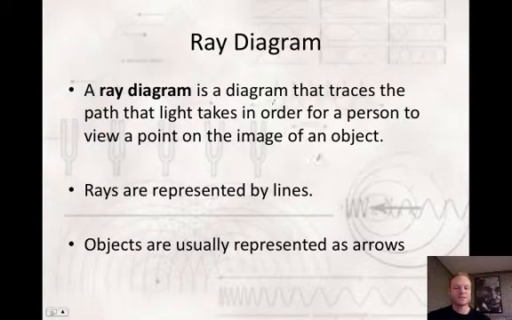Rays are represented by lines in ray diagrams, and objects typically are going to be represented as arrows, oddly enough. So we're not going to be drawing Mickey Mouse or Michael Jordan or something like that. We're just going to be using arrows to represent our objects, and then we're going to draw ray diagrams from these arrows. This will make a lot more sense when I do an example problem with you guys in just a second.